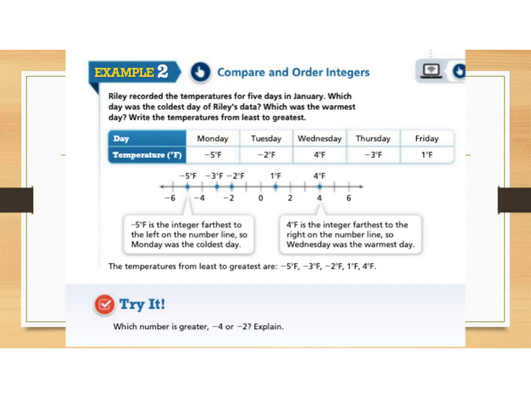So now that we understand the number line and negatives are to the left and positives are to the right, we now need to compare and order integers. Riley recorded the temperature for 5 days in January. Which day was the coldest day of Riley's data? Which was the warmest day? Write the temperatures from least to greatest.